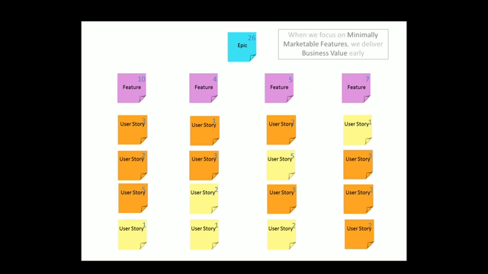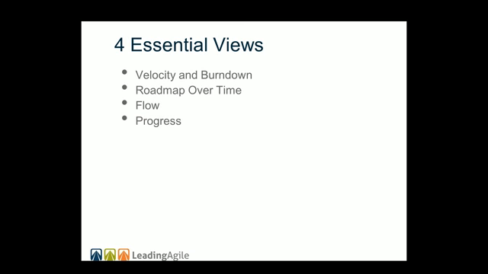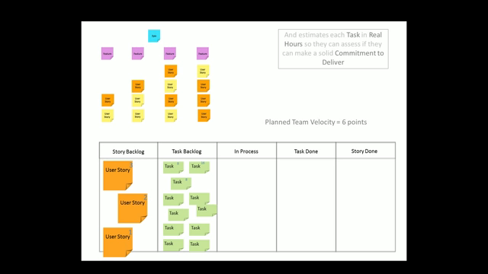So after we kind of laid that groundwork, I actually also talked about this concept of minimum marketable features. So as you think about your epic and breaking that down to features, we're going to try to deliver subsets of those features that provide the most value early on. Then he went through the 4 essential views: velocity and burn down, roadmap over time, flow, and progress.